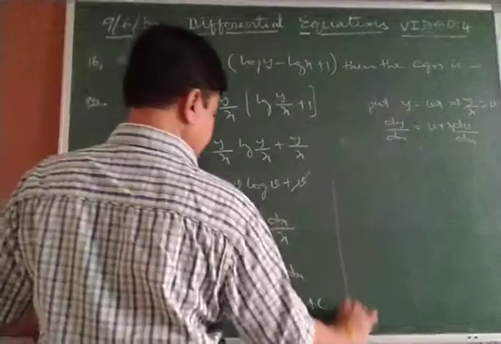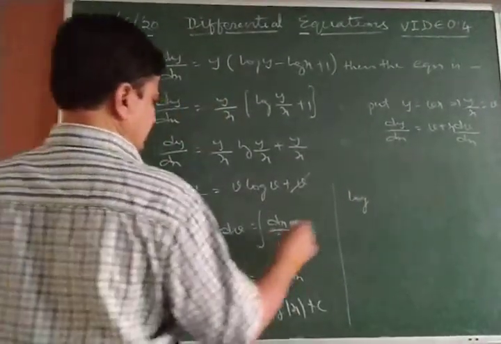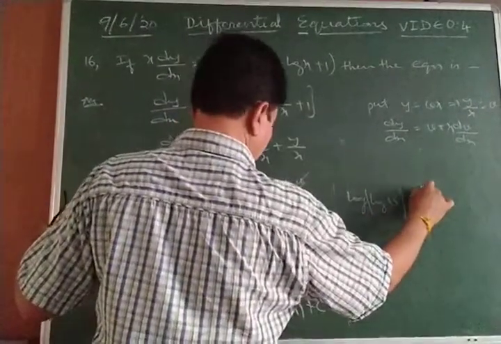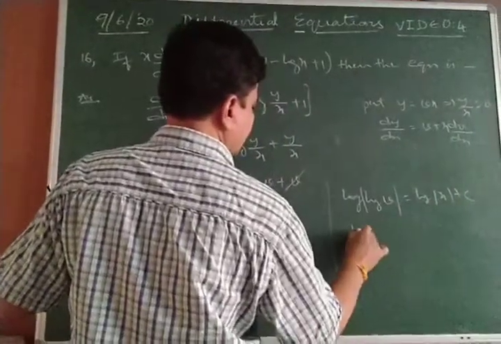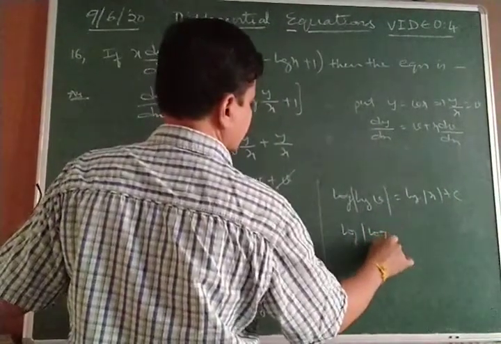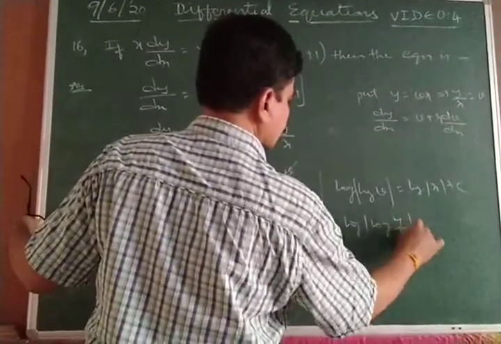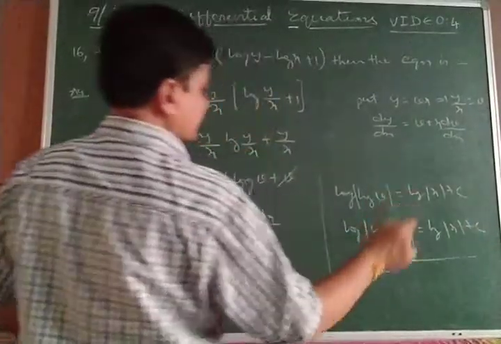So log|t| means log v is equal to log|x| + c, where v means y/x. So log(y/x) = log x + c, which is the required equation.